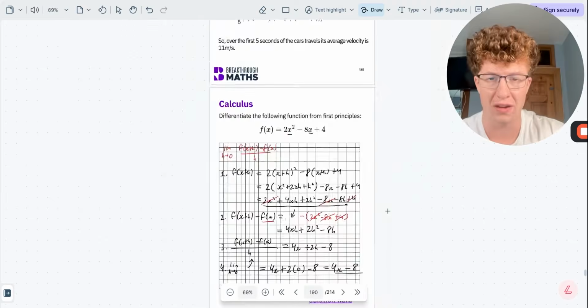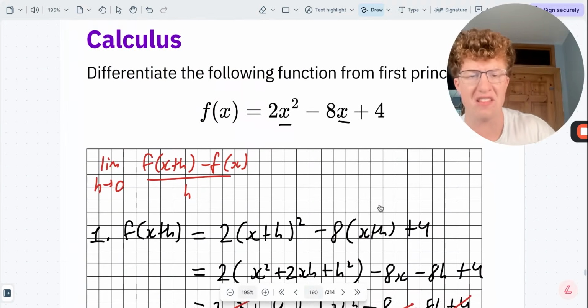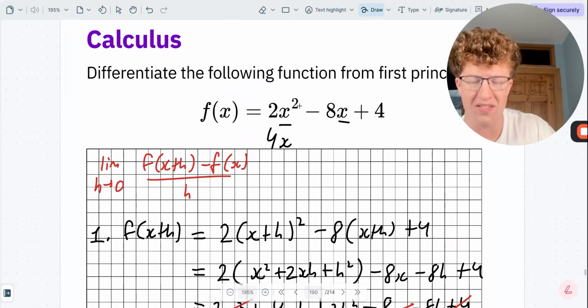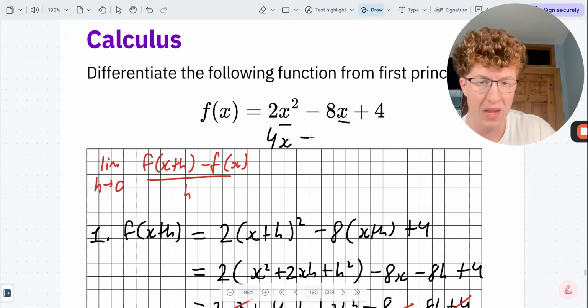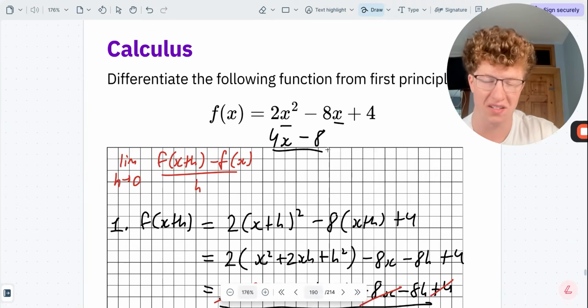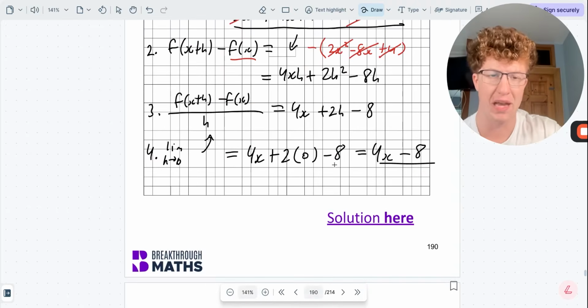And if we look at the original question, if we just differentiate this using our normal method, we're going to have 2 times 2 is going to give us 4, and then we're just going to have x to the power of 1 because it's 2 minus 1, then minus 8 because that x is going to go away. So you can check your answer is correct by just doing that really quickly. But yeah, that's the answer.